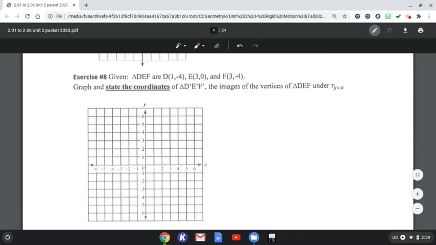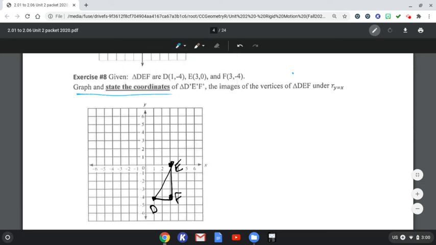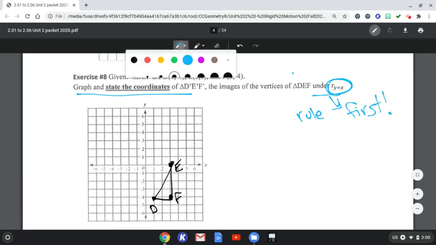The very last case here, given triangle DEF is 1, -4, 3, 0, and 3, -4. We have this nice little right triangle for points D, E, and F. And they've asked us to reflect over, graph and state the coordinates of triangle D prime, E prime, F prime, the vertices after a reflection in the line y equals x. With this case, I'd like you to apply the rule first. This is a hard one and difficult one to graph.